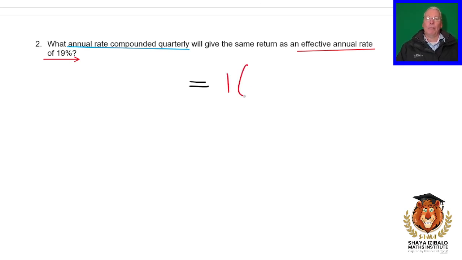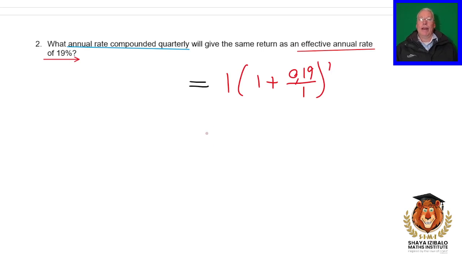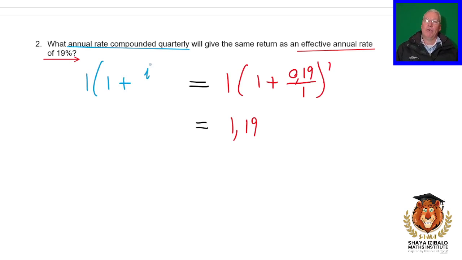My 1 rand will just become 1 plus 0,19 over 1 to the power of 1. It actually simplifies to 1,19. Right. On the left-hand side, we'll do this with the blue pen, my 1 rand, I've got some 1 plus some interest rate. I don't know what that is. That's what I'm trying to find.